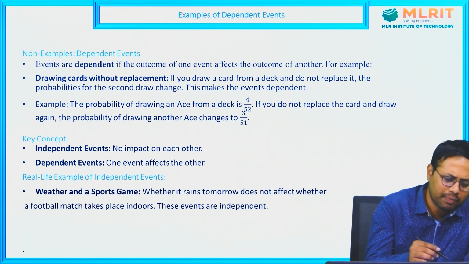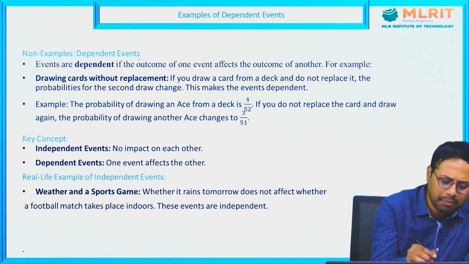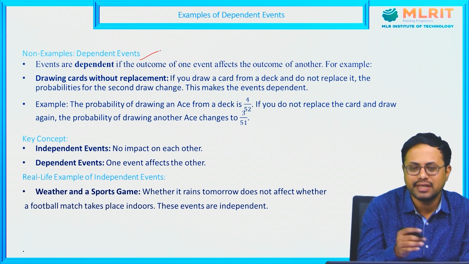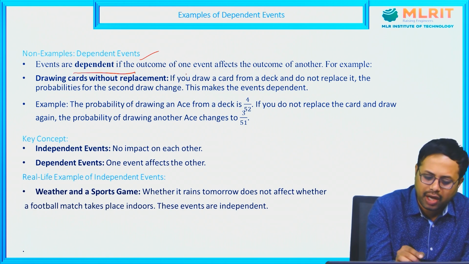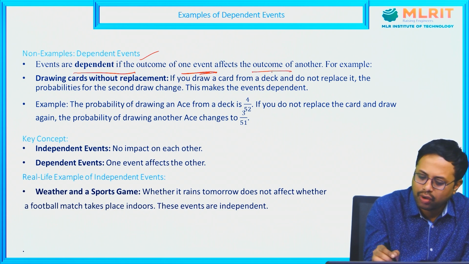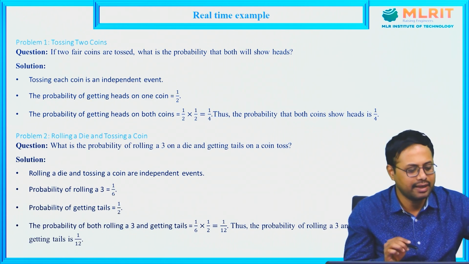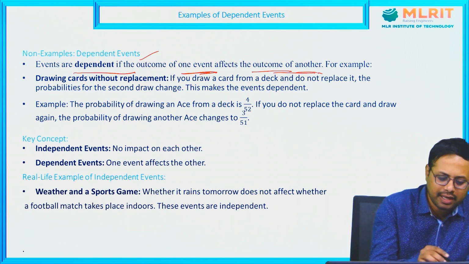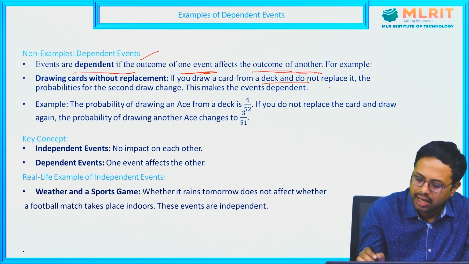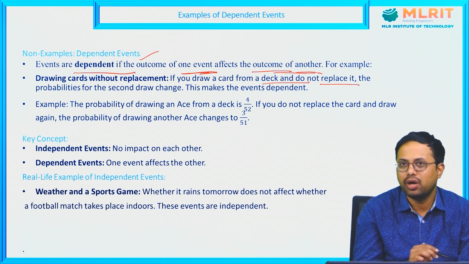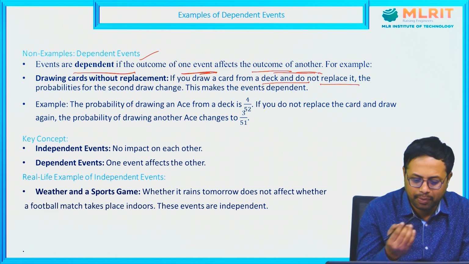Next, third example. Here we are discussing dependent events. Dependent events are like an antonym to independent events. Events are dependent if the outcome of one event affects the outcome of another. We'll take some examples. Drawing cards without replacement: if you draw a card from a deck and do not replace it, it is depending upon another.